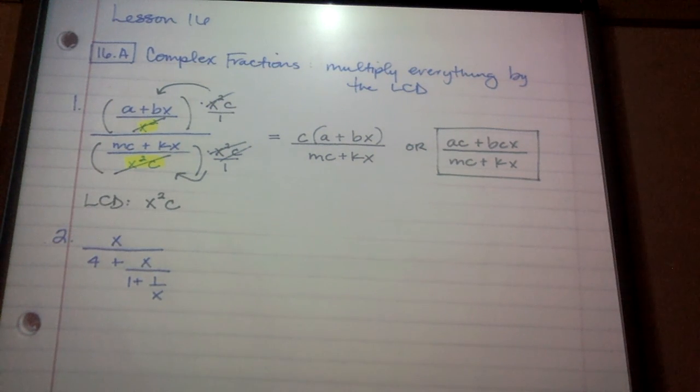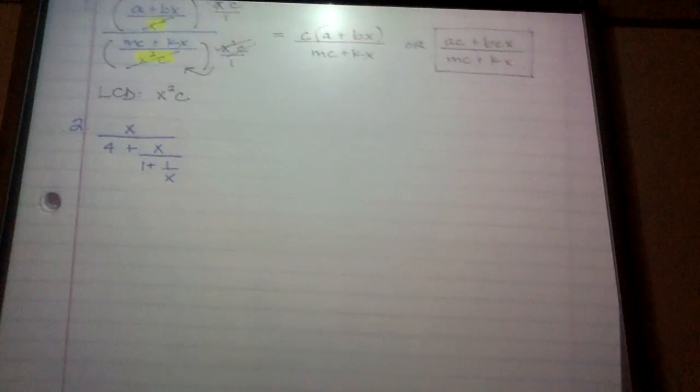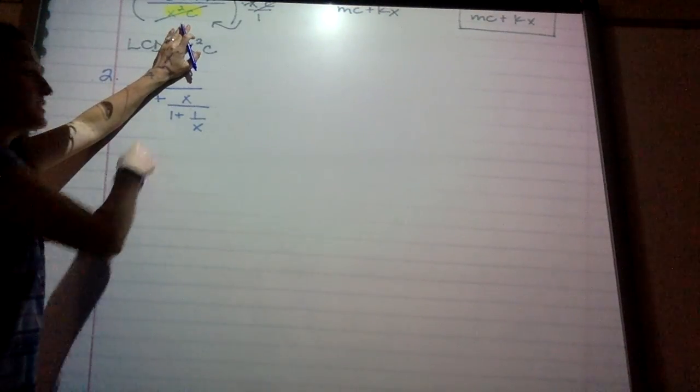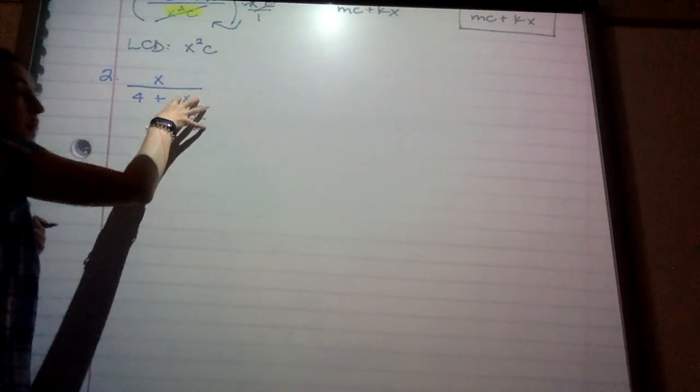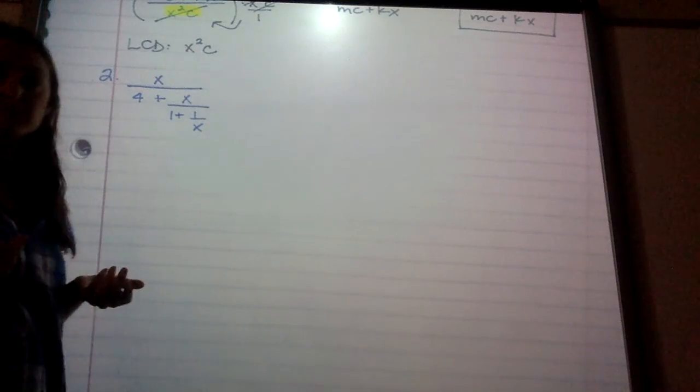Okay, now this problem is way more difficult than the first, and here's why. You have two complex fractions here. If I cover this up, this is a complex fraction, and so is this. So you have a complex fraction within a complex fraction, making this a lot more difficult. So we have to actually do a couple steps here.